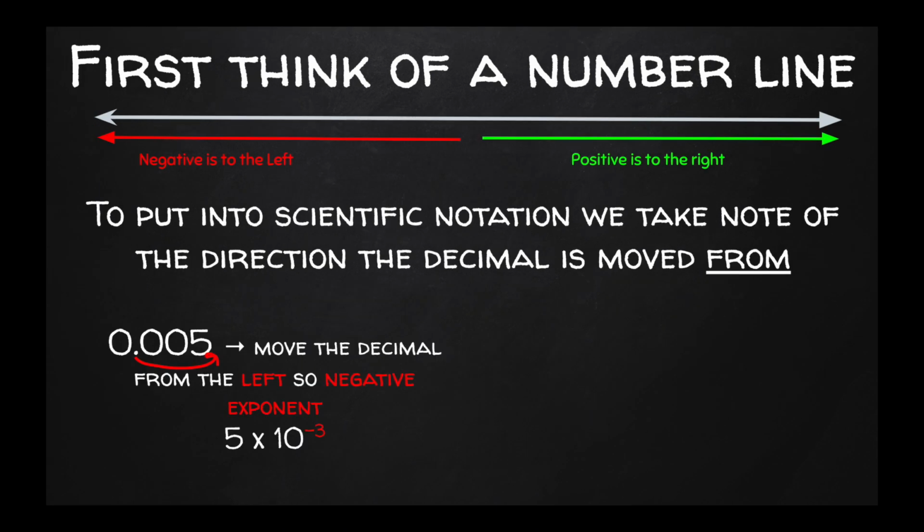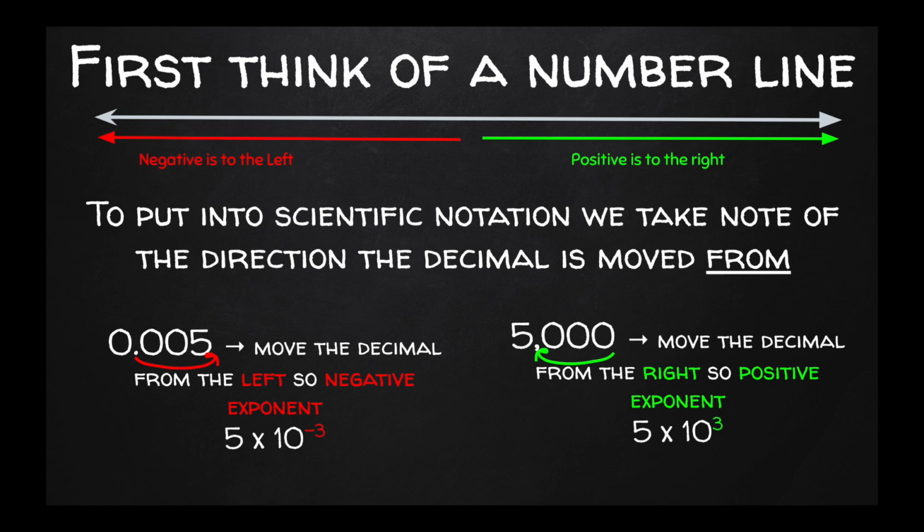Okay? So what I mean by that is if I have a number like this, 0.0005, we're going to move the decimal from the left. You can see that red arrow happening here. So it's a negative exponent because I moved from the left. So it's 5 times 10 to the negative 3. The negative exponent actually tells me that it's a small number. It tells me that the decimal came from the left.